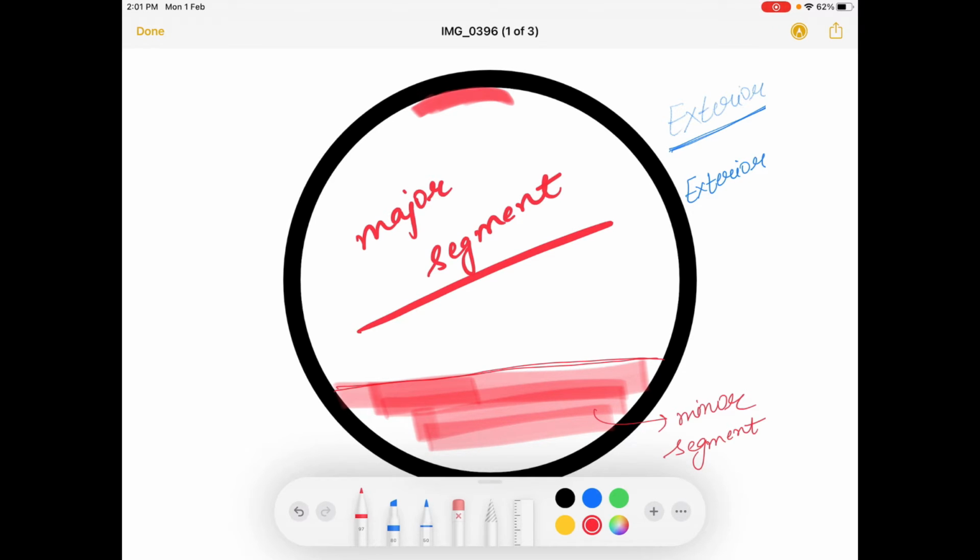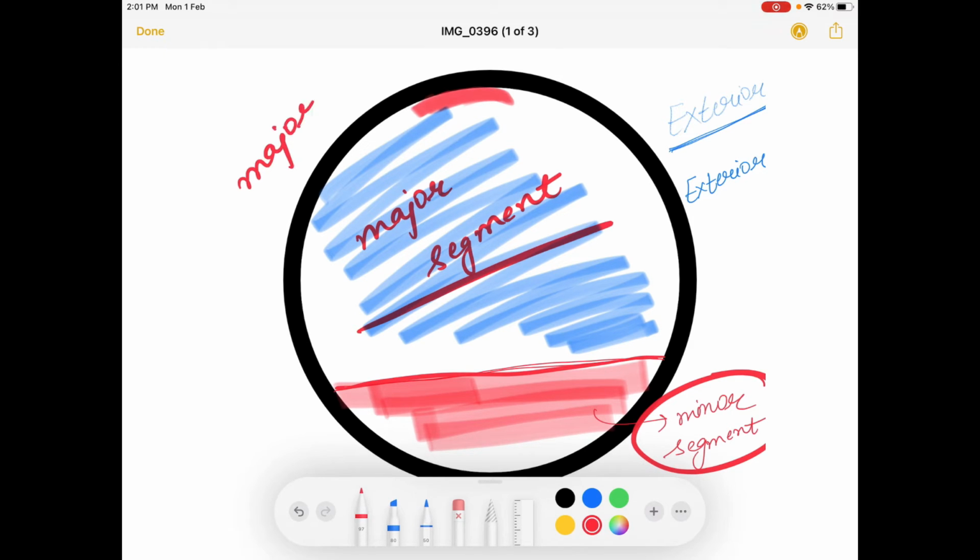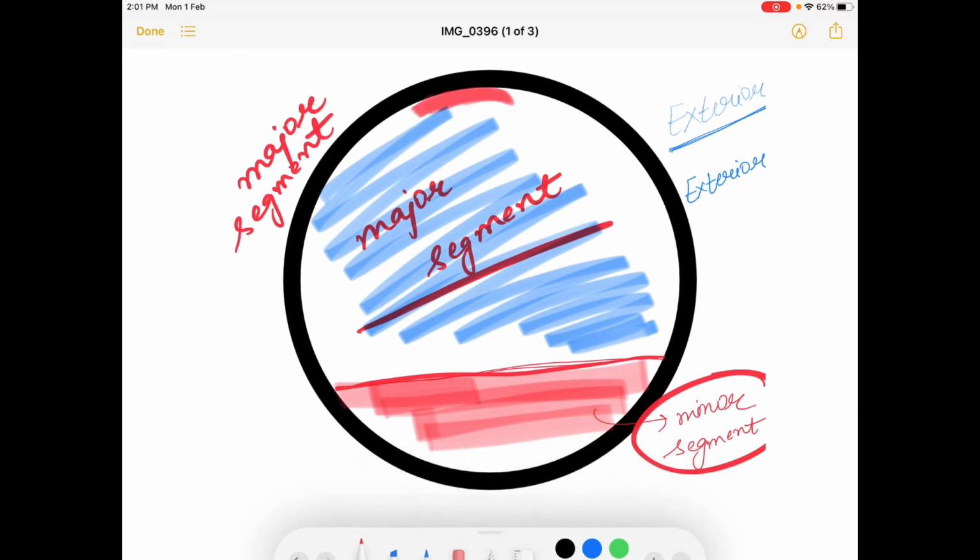The lower part which is small in size will be called the minor segment, and the upper part which is bigger in size, you can see that this part is completely bigger than the lower portion, so this will be called the major segment of the circle. And you have to remember these properties in order to solve the questions based on them in coming videos. So now let's jump to our next property.